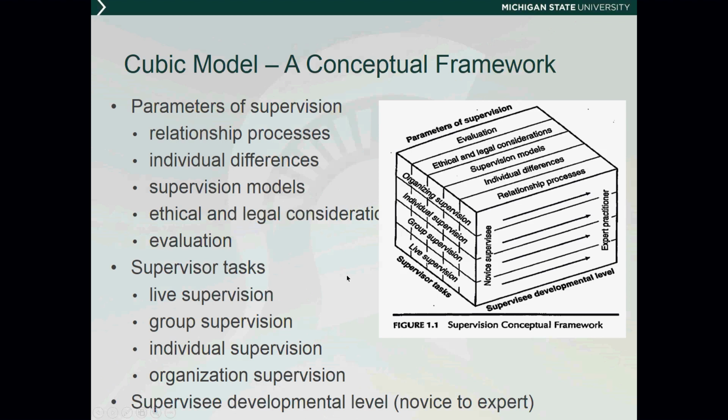So moving on to a broad concept of clinical supervision. You will see in this diagram the three different aspects of clinical supervision, which we call the Cupid model. The first part is the parameters of supervision. You'll see that there are different aspects that need to be addressed in relation to the relationship process, the individual differences, the understanding of supervision models, ethical and legal considerations, as well as evaluation.